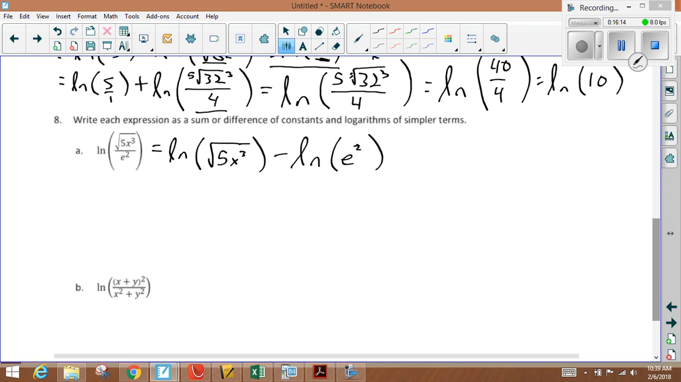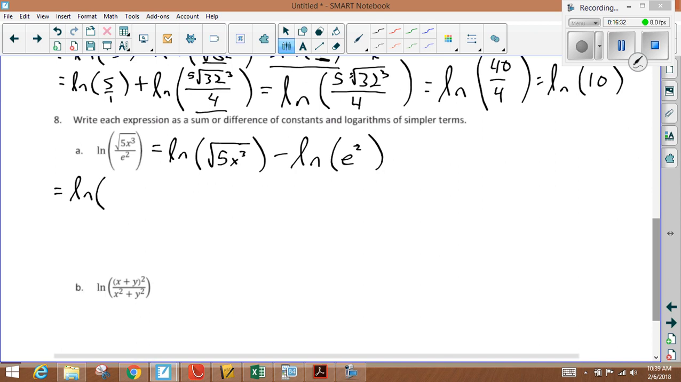Ooh, I see something right away, right? e to what power is e squared? 2. So then this is just 2, right? Natural log of e squared is 2. Well, that's easy to take care of. Let's take care of that right away. Now this one's a little nastier over here.